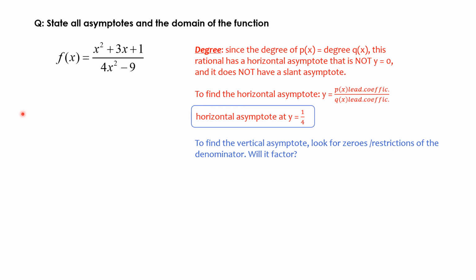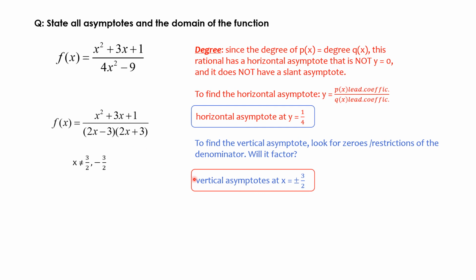So for the vertical asymptote, we need to look for zeros or restrictions of the denominator. Will it factor? Yes, the denominator factors. It's a nice difference of squares. Once you factor it, you can find the vertical asymptote. X cannot equal 3/2, that's from this bracket, and negative 3/2 from this bracket. So that means we have two vertical asymptotes, one at positive 3/2 and one at negative 3/2.